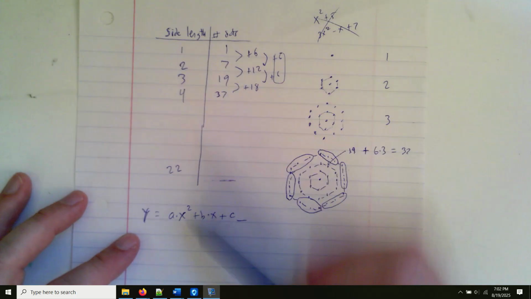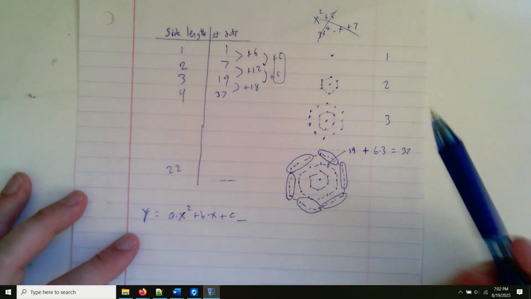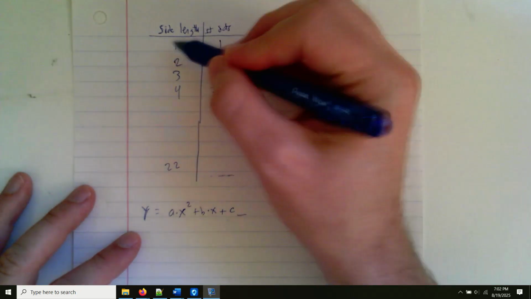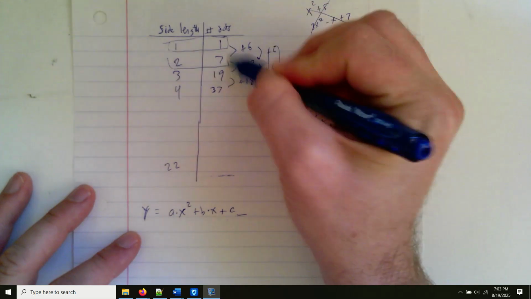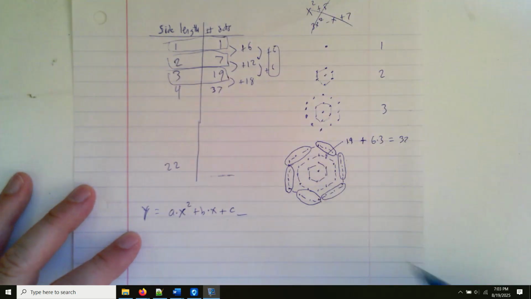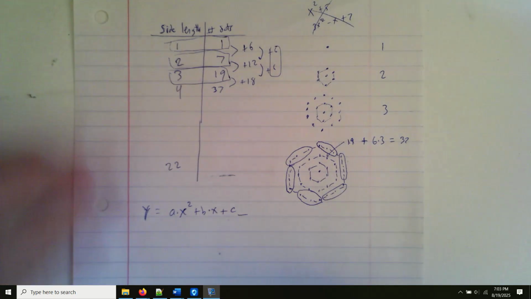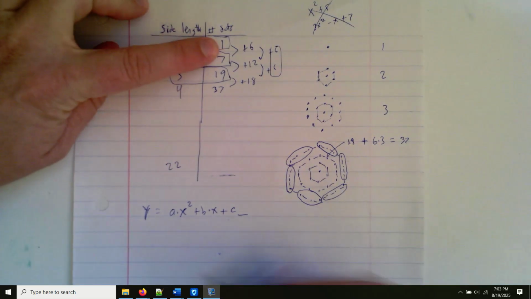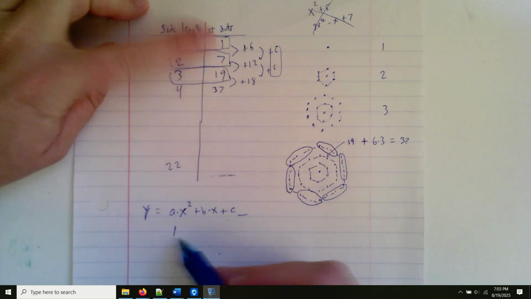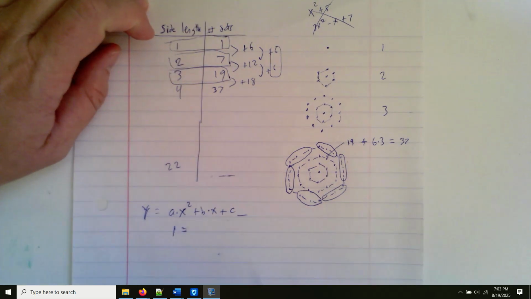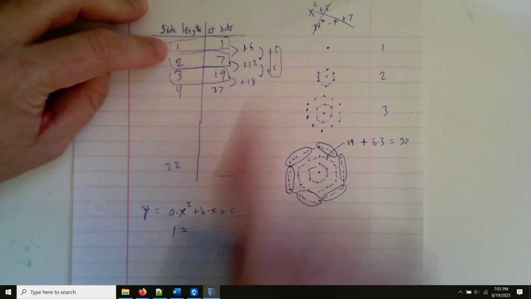And then when I plug in 2, it'll give me 7, and so on. So what I'm going to do is choose the first 3 points here. I'm going to plug in those x, y values and see what equations I get. So here when I plug in 1 for y, I'll put the 1 there in the y place. Then I'll plug in 1 for x.